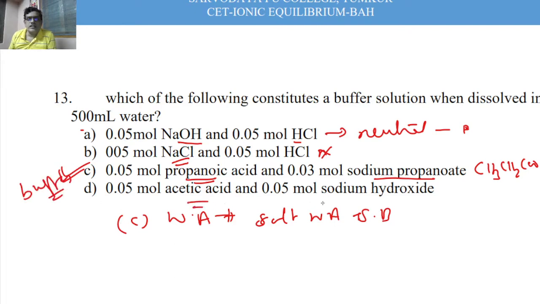Here is acetic acid and sodium hydroxide. Acetic acid is not a salt. Once again, only a neutralization reaction takes place. So D cannot give you a buffer. So the answer for this will be a mixture of propanoic acid and sodium propanoate.